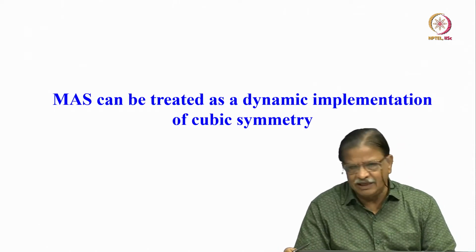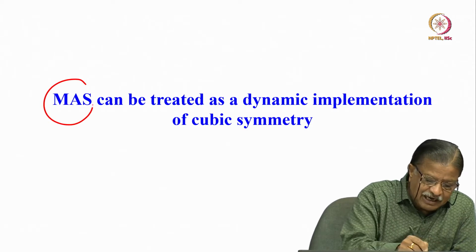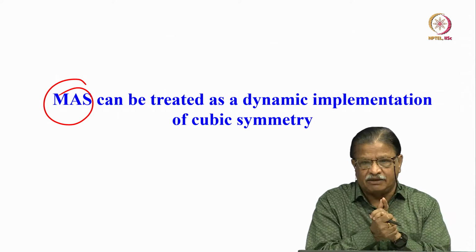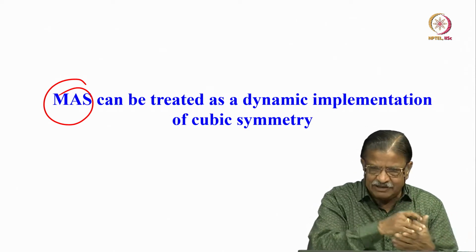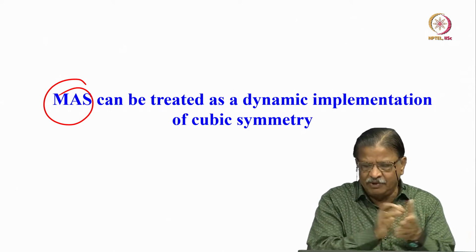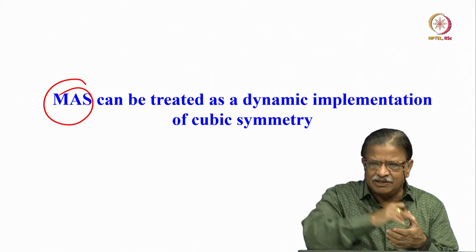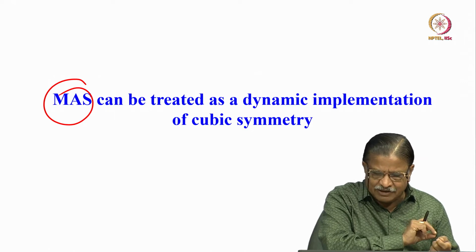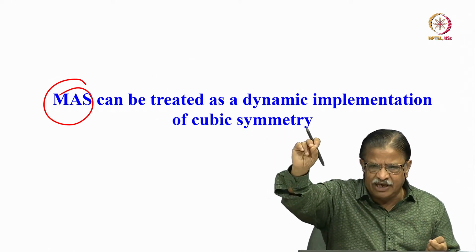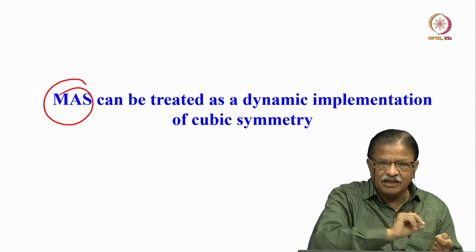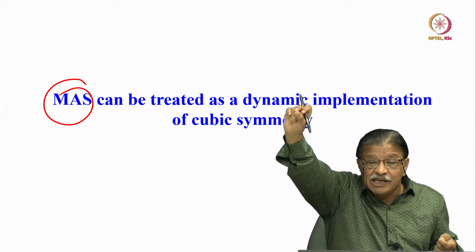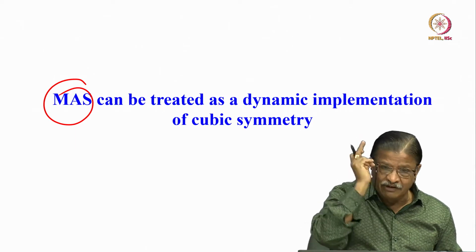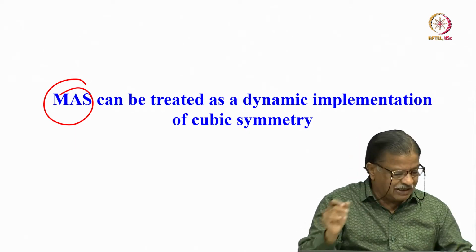If you have to understand this, it means magic angle spinning can be treated as a dynamic implementation of the cubic symmetry. In the previous cuboid, a cubic symmetry is there, and if you start spinning the sample rapidly, you can imagine all the internuclear vectors, or the long axis of the ellipsoid in case of CSA, are all aligned along the body diagonal of the cuboid, which makes the magic angle, 54.7 degrees, with respect to the magnetic field or the z axis, the spinning axis.